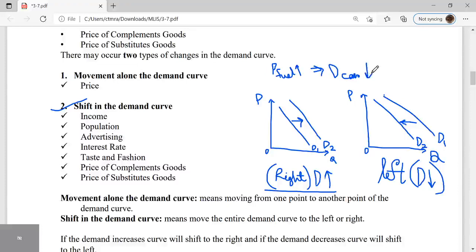Vice versa, the opposite thing will happen. If the price of fuel falls, demand for car will rise.